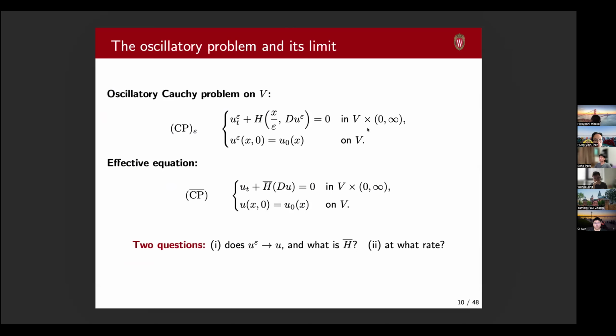So we consider the oscillatory Cauchy problem. Here u epsilon t plus H of x over epsilon and D u epsilon is 0, and this is posed on V, which is infinite dimensional. And then we will take epsilon to 0 as usual, and hopefully u epsilon will converge to some function u, and u satisfies some effective equation with effective Hamiltonian H bar. And also we can talk about the convergence rate of that convergence.